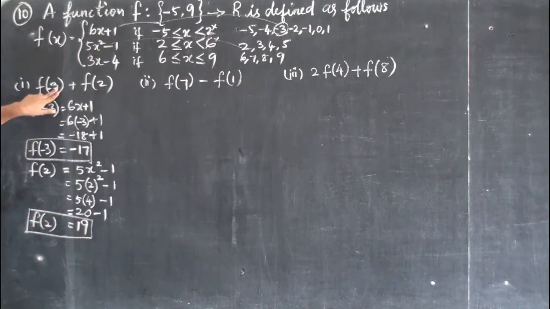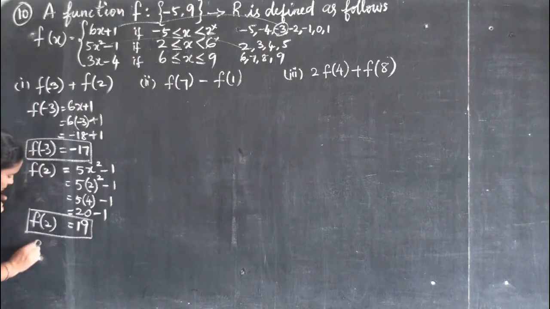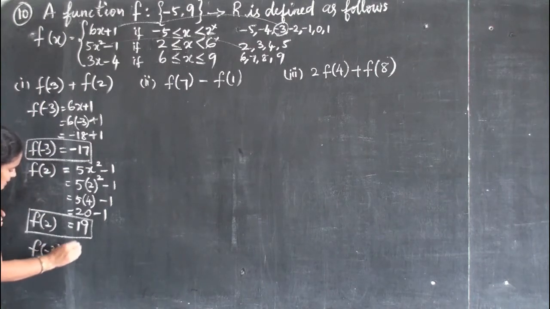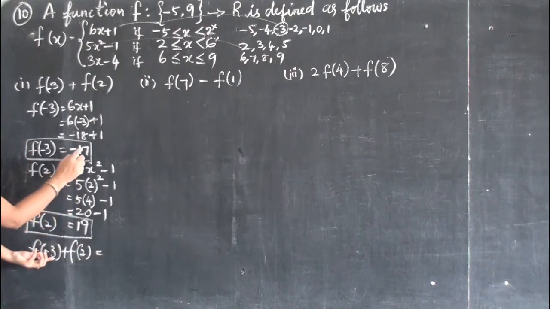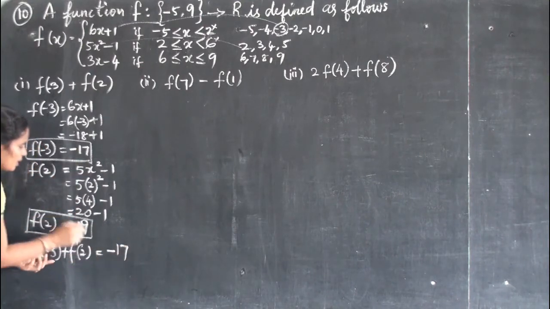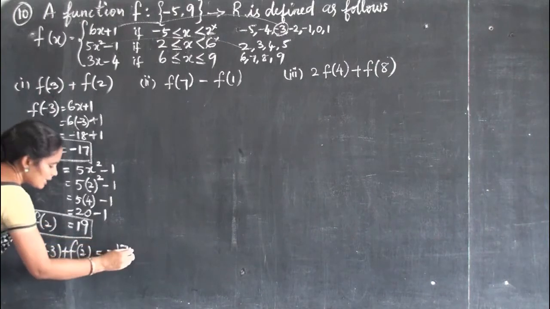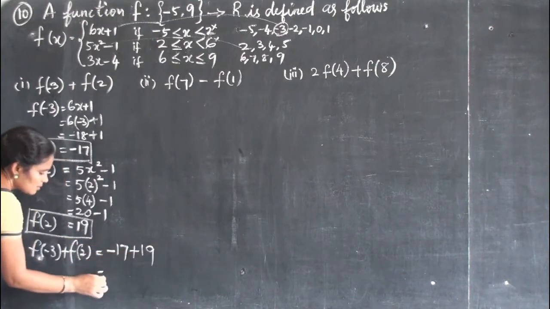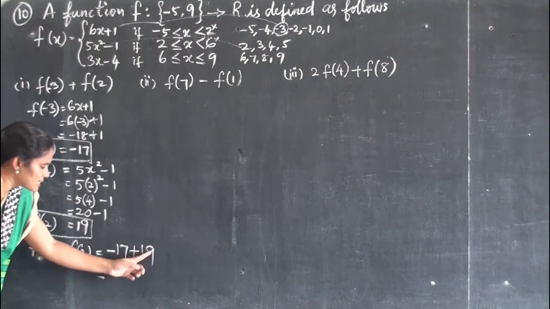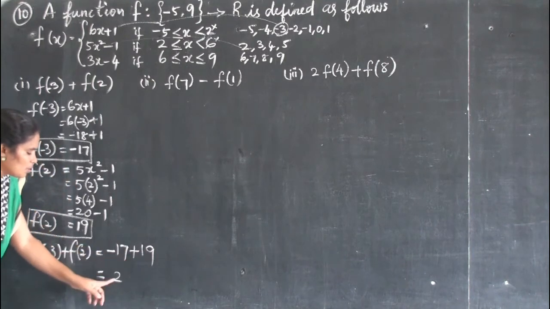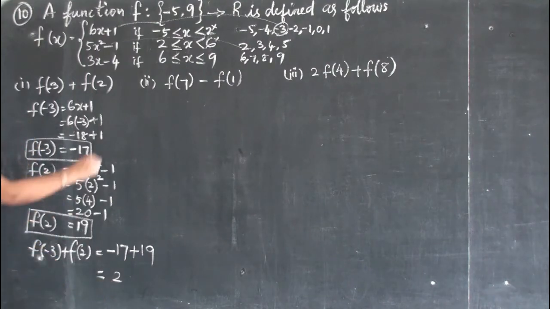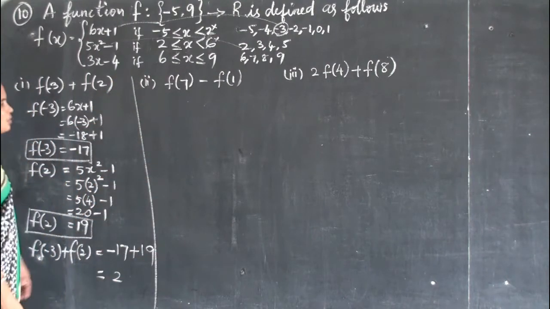We are asked to find f of minus 3 plus f of 2. We have to add both the values. So f of minus 3 plus f of 2 is equal to, for f of minus 3 we get minus 17 and for f of 2 we get 19. We have different signs, so subtract: 19 minus 17 is 2. 19 is greater, so plus 2. Okay. Now let us move on to question number 2.